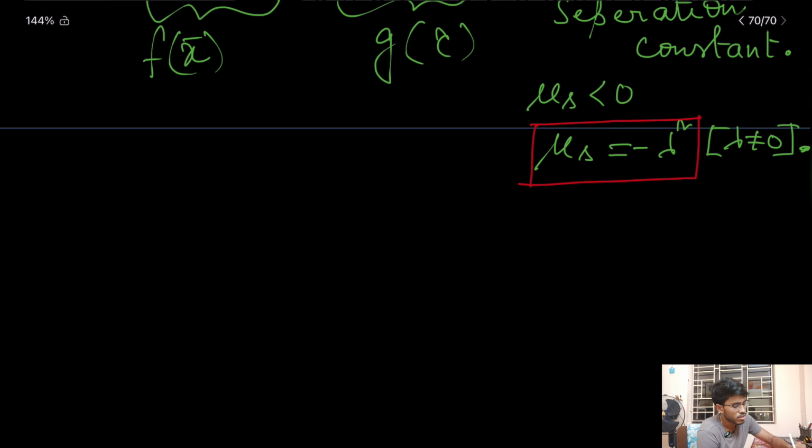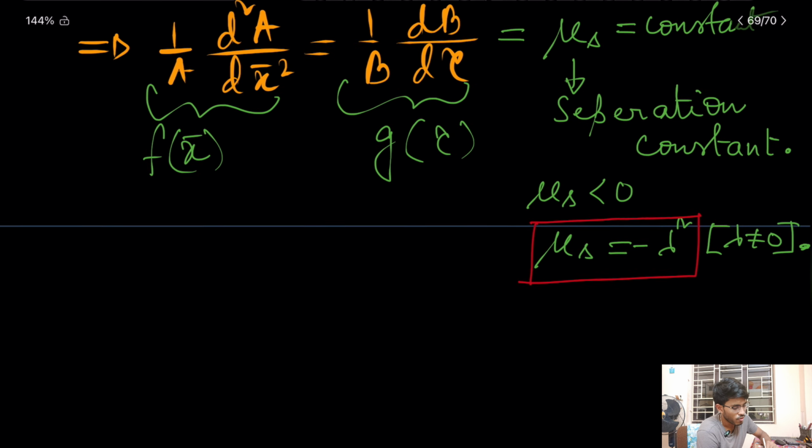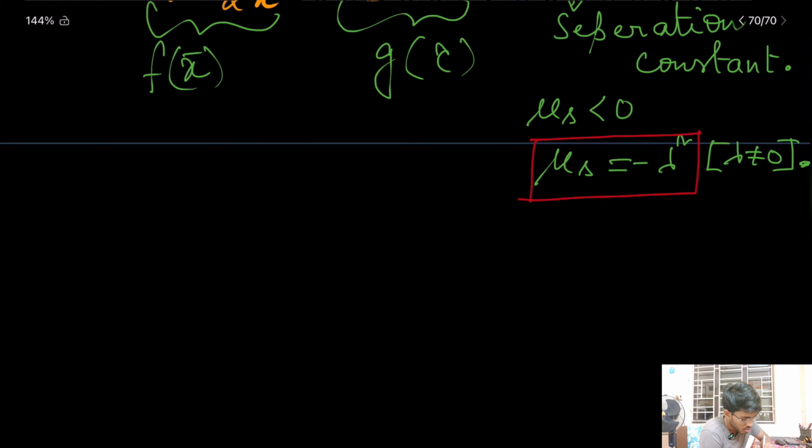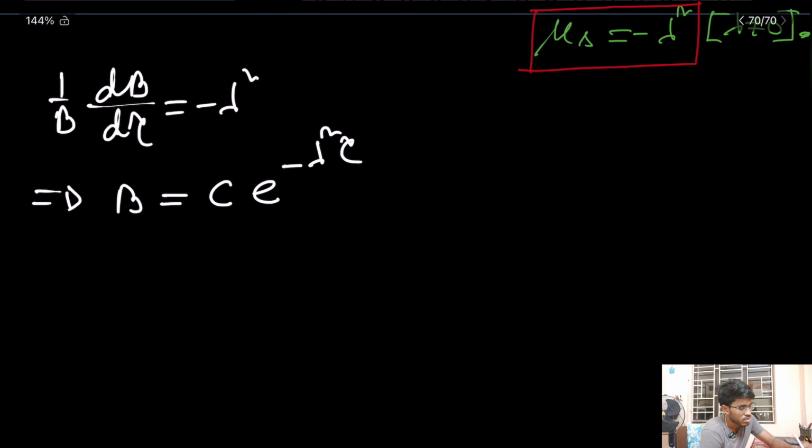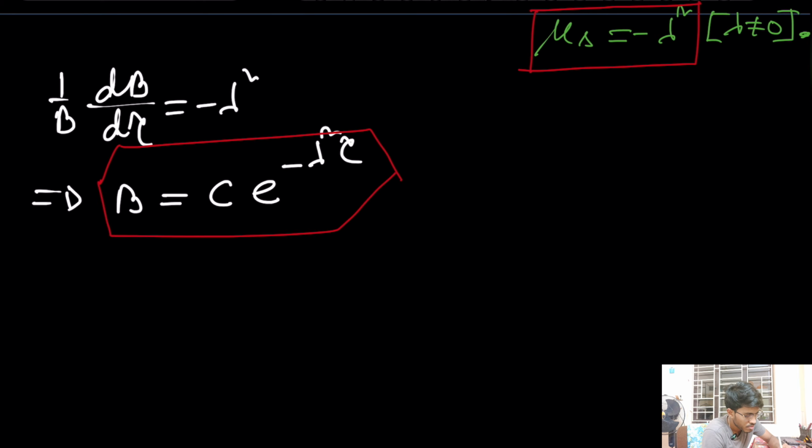Now let us first go for this one, that is 1 by b db/d tau is equal to minus lambda square. So I will directly get b is equal to some constant c e to the power minus lambda square tau. Let us mark this equation as equation 1.